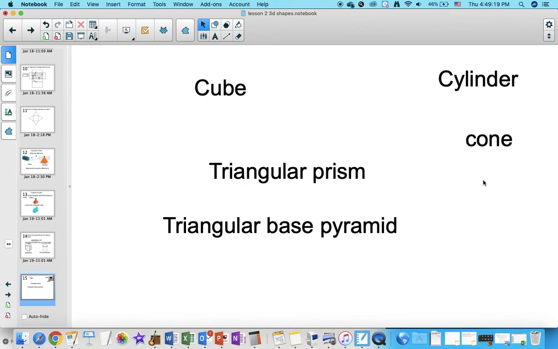most common 3D shapes, and understanding how these shapes fold out allows you to develop a better understanding of surface area as well as volume. So I hope you found that useful, and I'll see you next class.